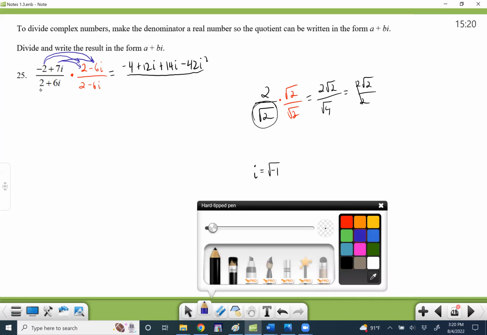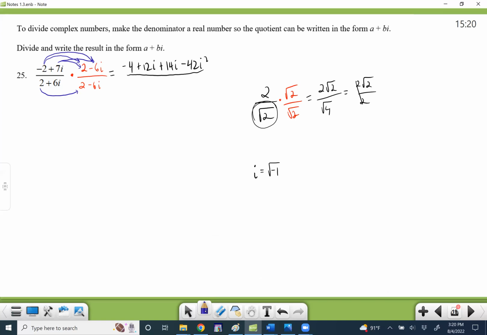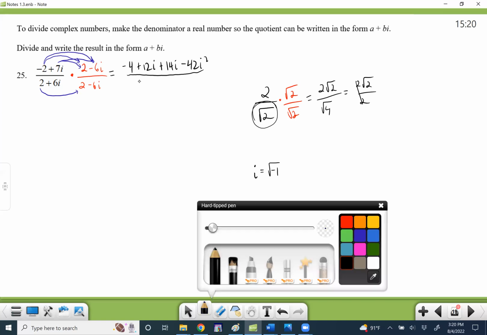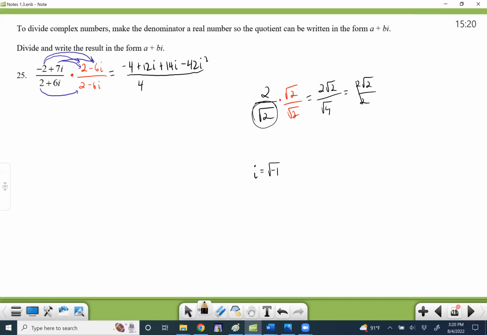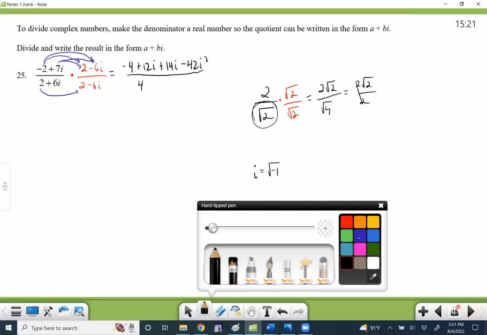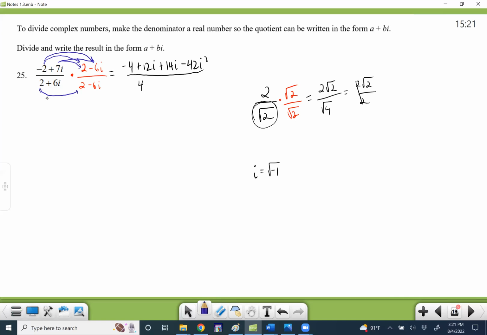Now for the bottom, we can get a little bit lazy. We can do the first, 2 times 2, which is 4. And I claim we don't have to do the outer and the inner, because with conjugates, if you remember, this will give me a minus 12i, and then this will get me a plus 12i. So we have a negative 12i and a positive 12i. They're just going to cancel each other out anyways. So you can take out the O and I in FOIL and just do the first and the last, as long as they're conjugates though. All right, so we'll just skip to the first and the last from now on.